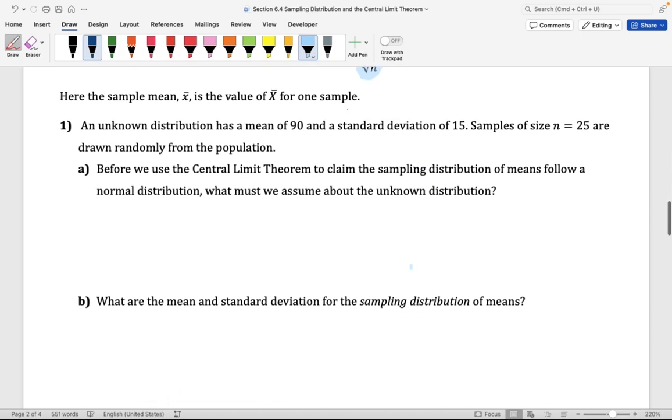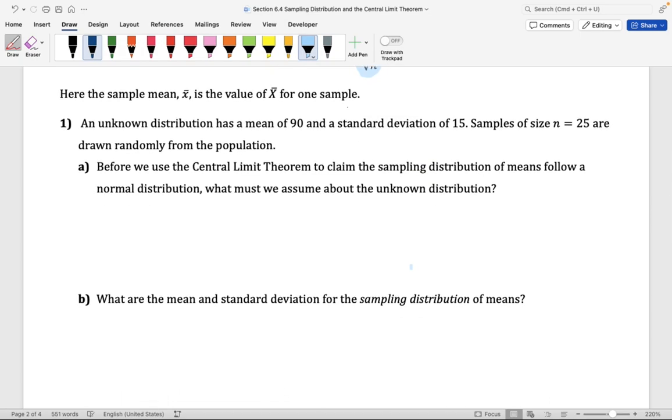An unknown distribution has a mean of 90 and a standard deviation of 15. Samples of size n equal to 25 are randomly selected from the population. Here, our x distribution is unknown. We don't know if this distribution follows a normal distribution, a uniform distribution, if it's skewed. We don't know how this distribution looks like. We are being told that the mean of this distribution, and instead of just writing mu, I'm going to write mu of x. That way we know that this is the mean for this unknown distribution.